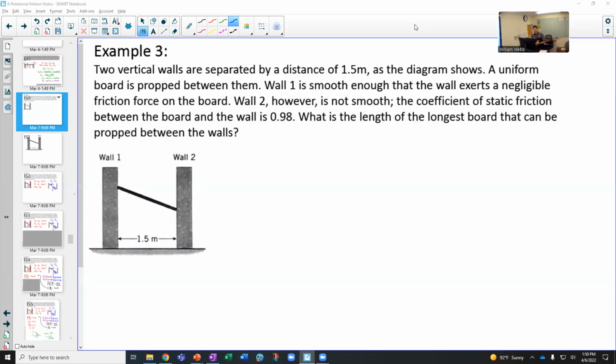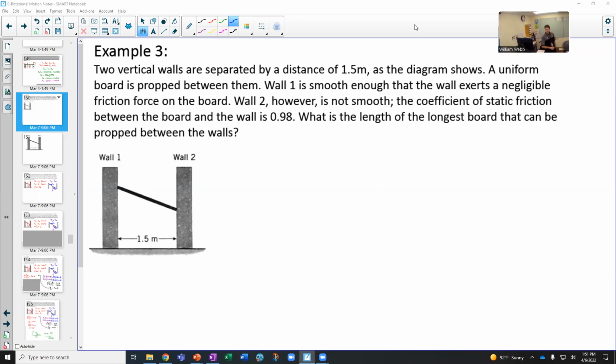All right, so this one, we've got 2 vertical walls separated by a distance of 1.5 meters as the diagram shows. A uniform board is propped between them. Wall 1, the one on the left, is smooth enough that the wall exerts a negligible friction force on the board. Wall 2, however, is not smooth. It has a coefficient of friction between the board and the wall of 0.98. It's actually a reasonably high coefficient of friction. What is the length of the longest board that can be propped between the walls?